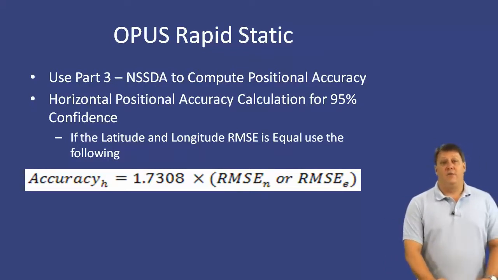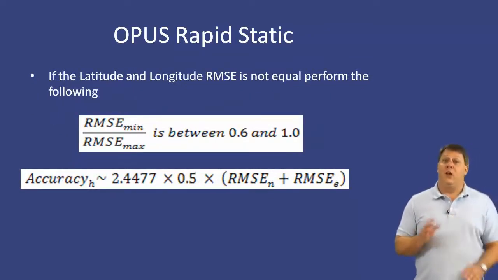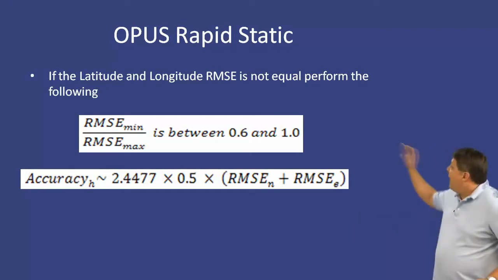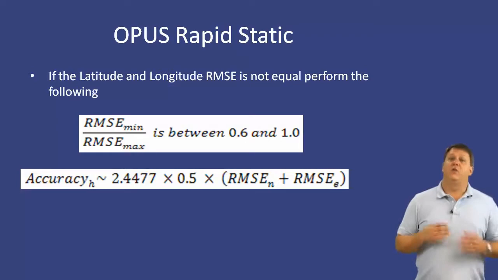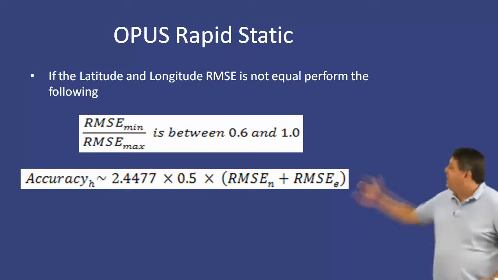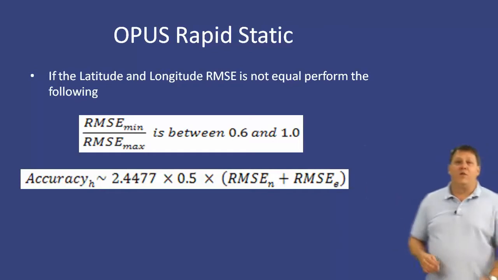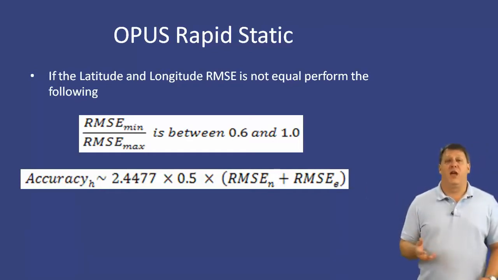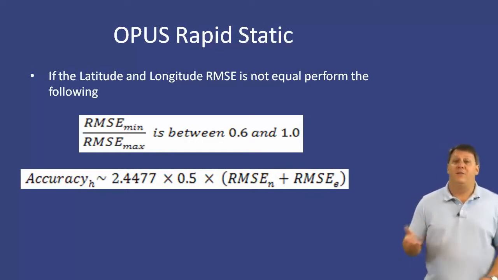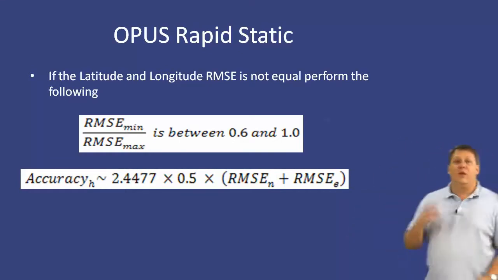to come up with your horizontal positional accuracy at 95% confidence. Now, if your root mean square error in latitude and longitude is not equal, remember we have to first perform our ratio test, where we take our smallest root mean square answer and divide it by our largest root mean square answer. And if that value is between 0.6 and 1, then we'll use the following formula to compute our horizontal positional accuracy. 2.4477 times 0.5 times the addition of our root mean square error in northing plus our root mean square error in easting. Again, you've got your ratio values.